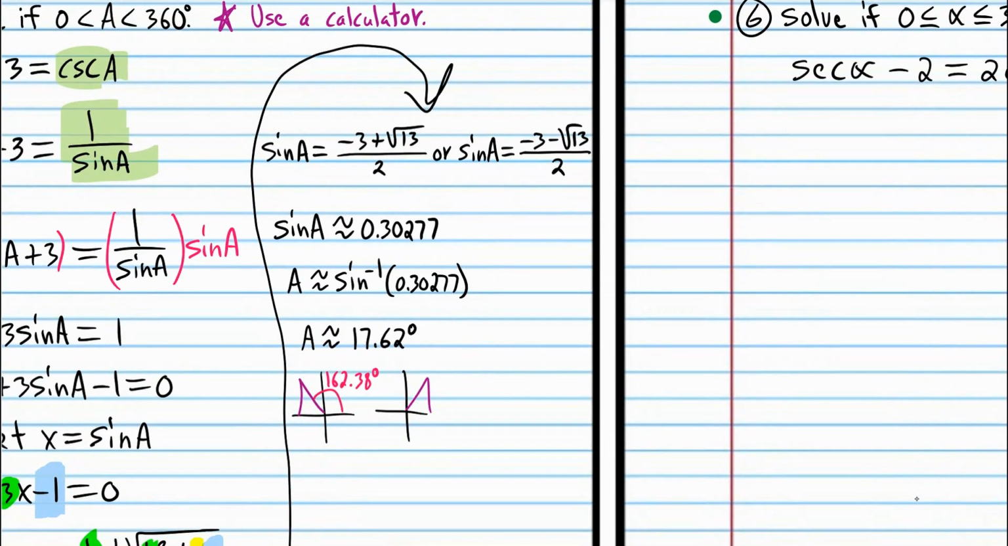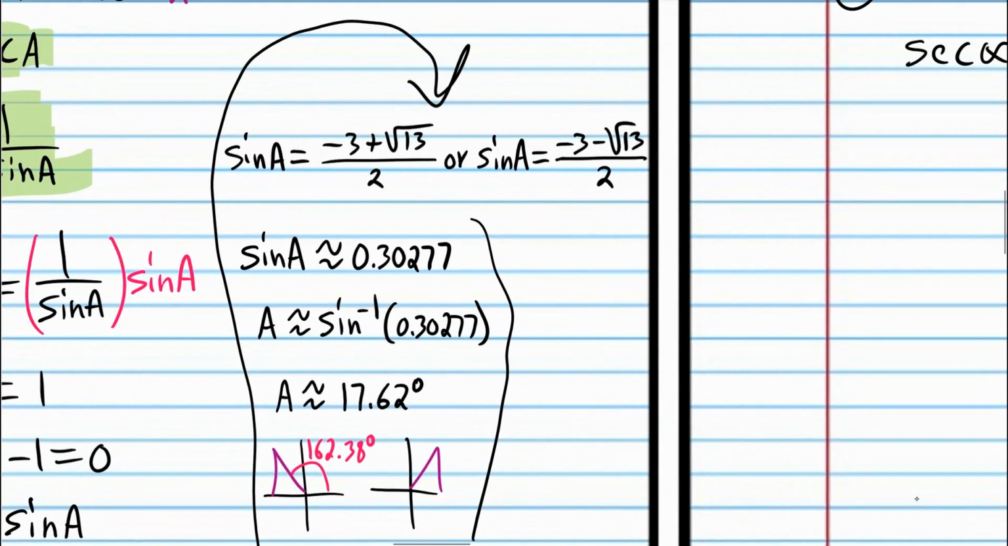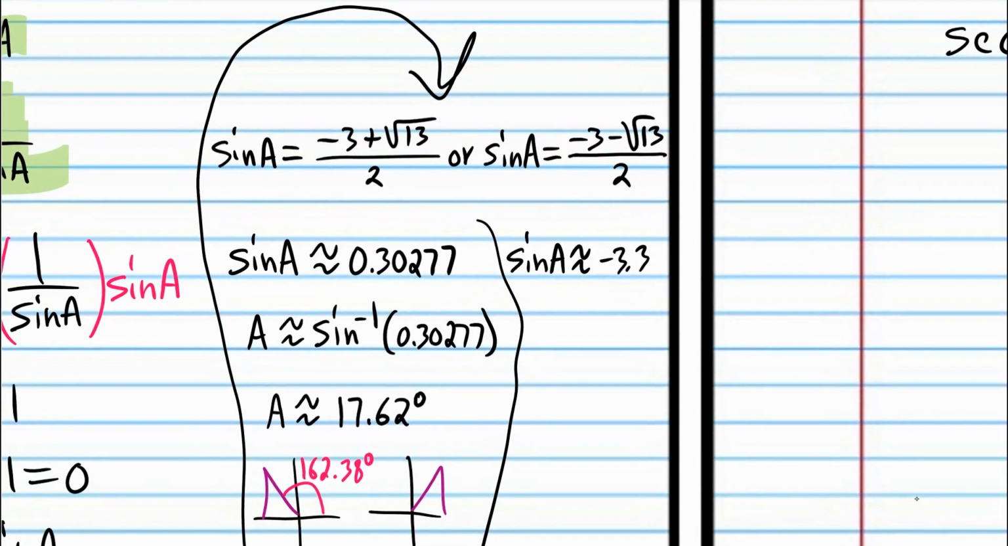Okay, so now we need to deal with this situation up here. Let's see what we get. So I'm going to enter root 13 equals, and I'm going to times that by -1, make sure it's a negative, or you can just push the plus minus button on your iPhone. Then I'm going to add that to -3, and then I'm going to divide by 2, and I get -3.3 approximately. So sine is approximately equal to -3.3, but that's not possible.